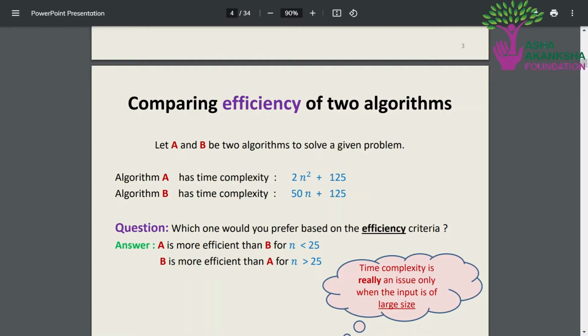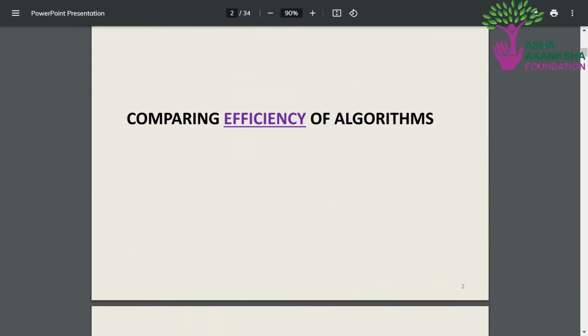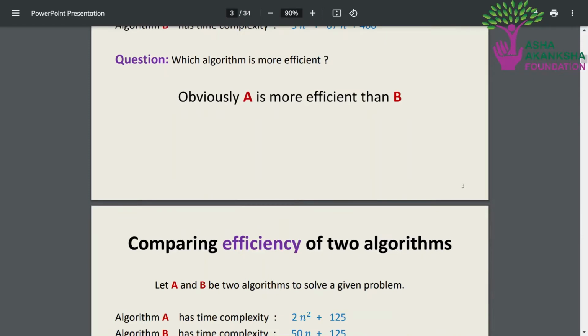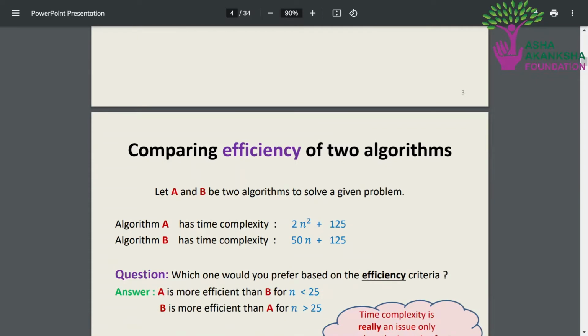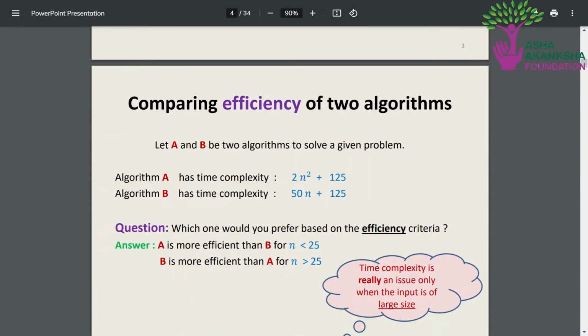So now we will go further on the basic idea of comparing the efficiency of two algorithms. Taking the example we discussed earlier, we will now change algorithm B, and we can say that it can be 50n plus 125 for now. If we apply the same method, putting in values of n and checking which algorithm gives us the lesser value, we find that A is more efficient than B for n less than 25, but not when n is greater than 25, because B will give us less value than A when n is greater than 25.